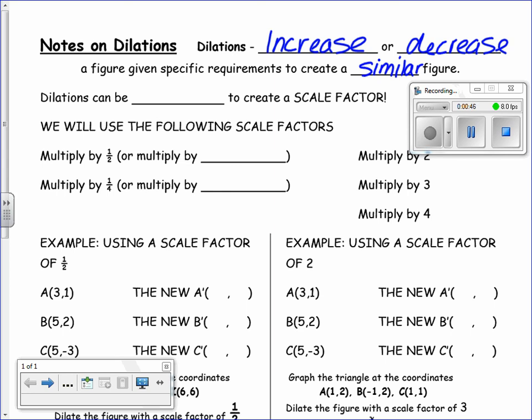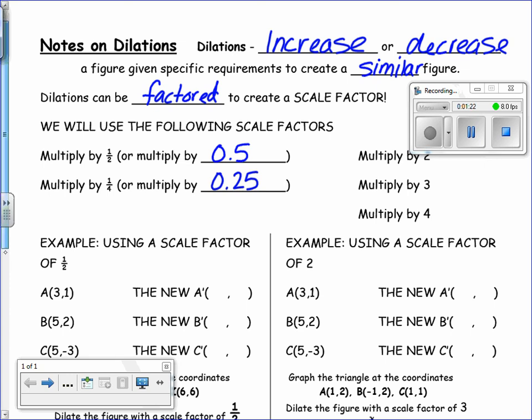Dilations can be factored to create a scale factor. We'll use the following scale factors. These are generally the ones that we're going to use. Multiply by 1/2, or 1 divided by 2, which is 0.5. Multiply by 1/4, or 1 divided by 4, would be 0.25. Multiply by 2, 3, or if your paper doesn't say it, multiply by 4.